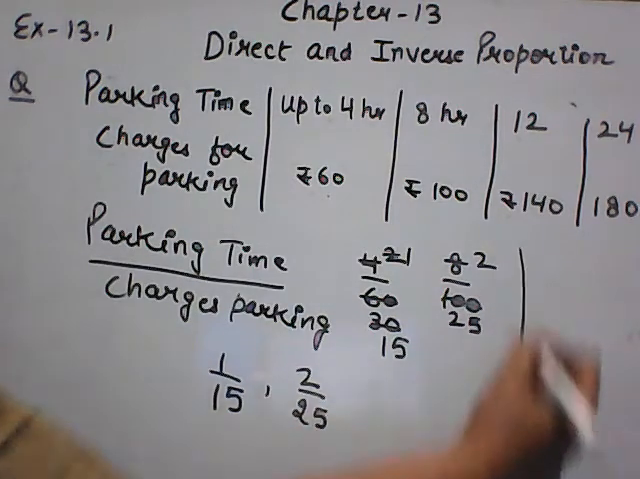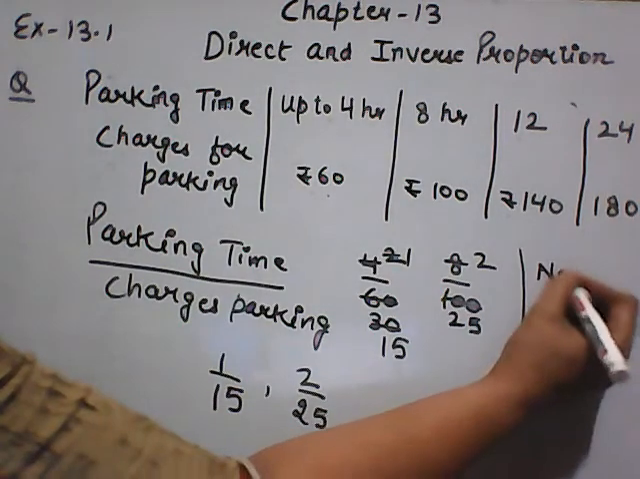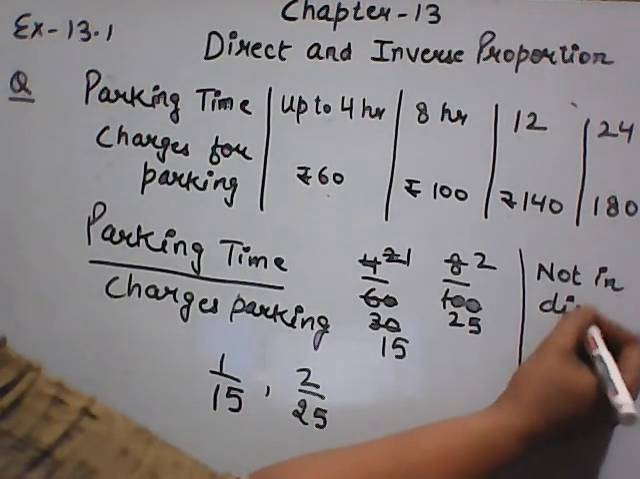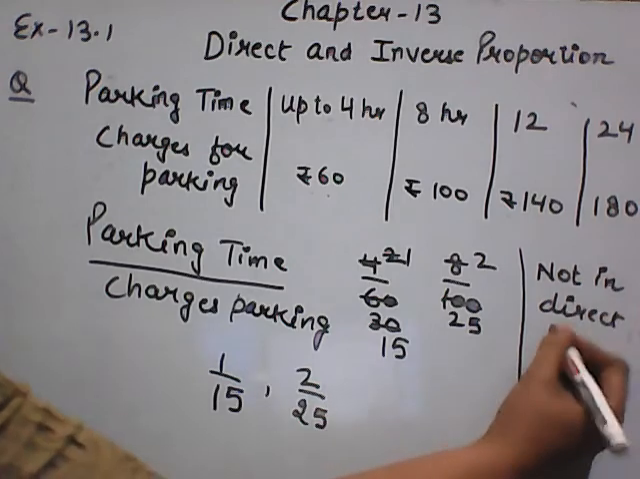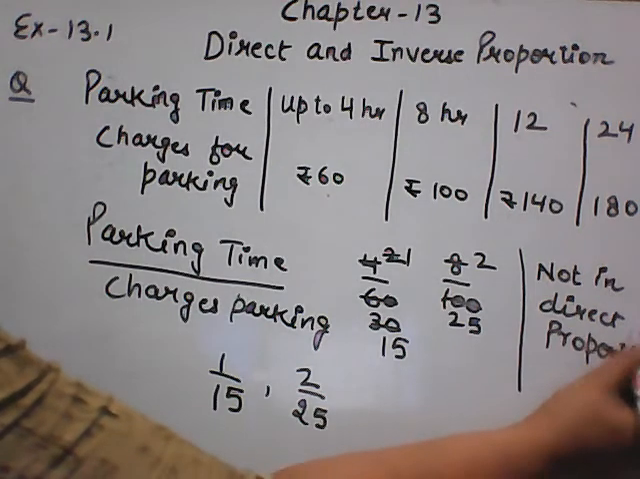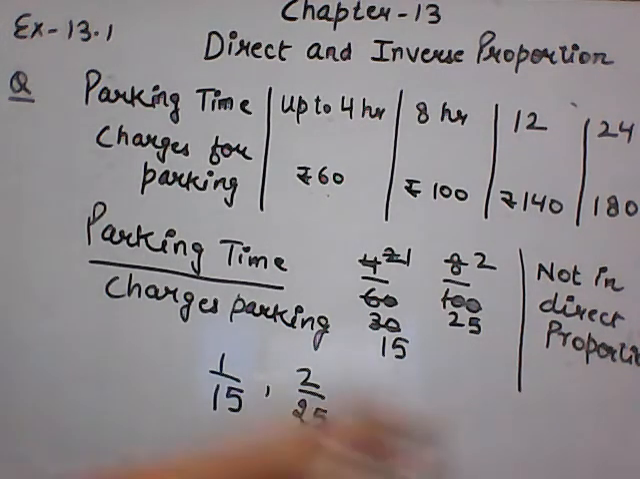These are not in direct proportion. In this way, you can check whether the given data are in direct proportion or not. If the ratio for various sets is the same, then you can say these are in direct proportion. If the ratio for various sets is not the same, then you can say these are not in direct proportion. Let's move to the next question.